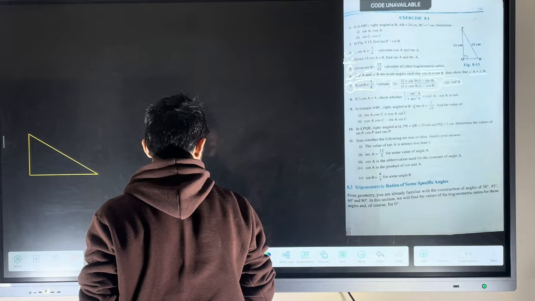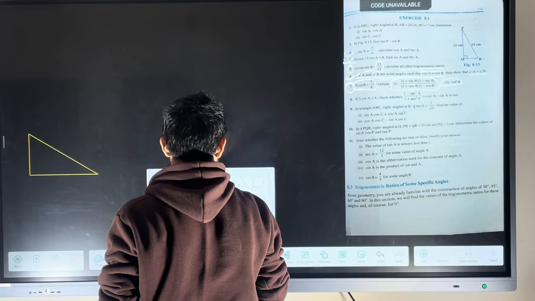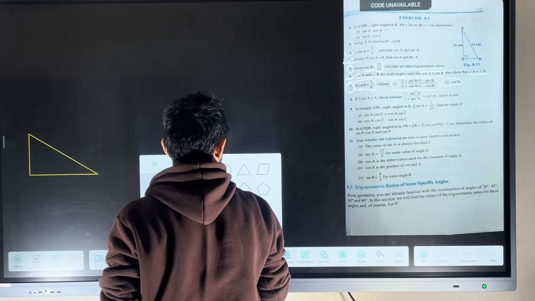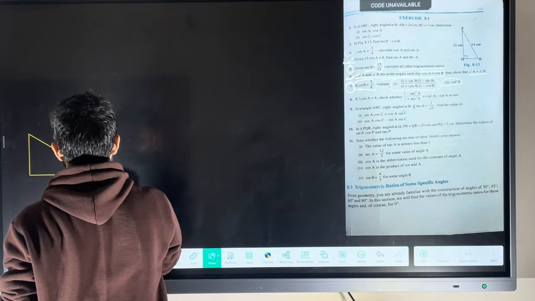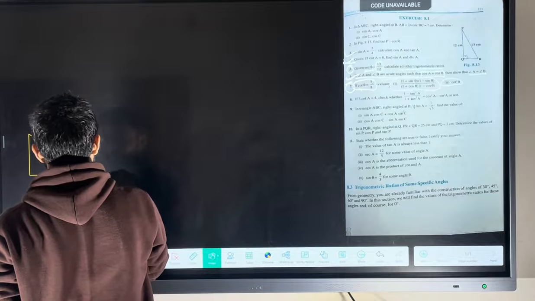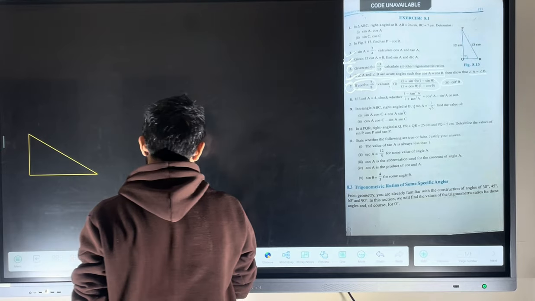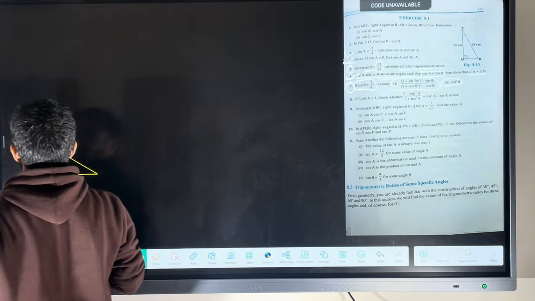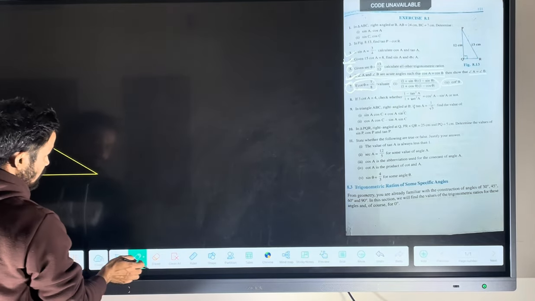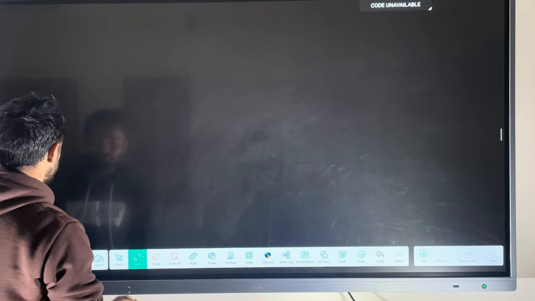Can't erase this now. What can we do then? Can we erase from here? No. In question number 7, we will take this triangle. Can we clear the screen? Okay.